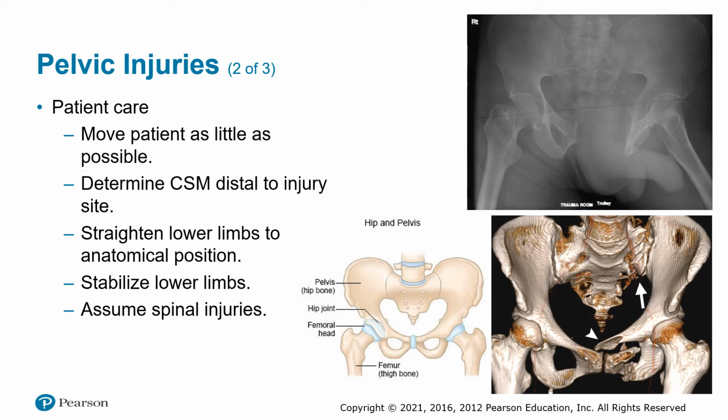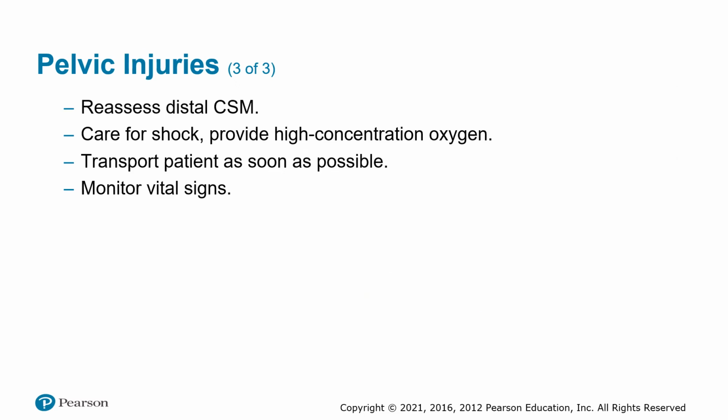We're going to move the patient as little as possible. We're going to determine PMS to the injury site, straighten the lower limbs to the anatomical position, stabilize the lower limbs, and assume spinal injuries. Reassess for distal PMS, care for shock, provide high flow oxygen, transport, and monitor vital signs.